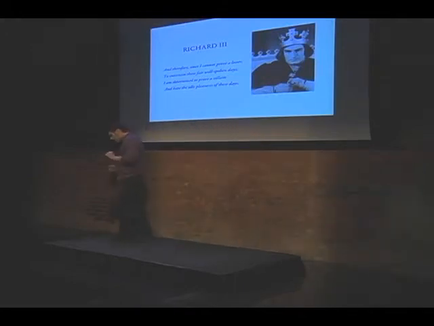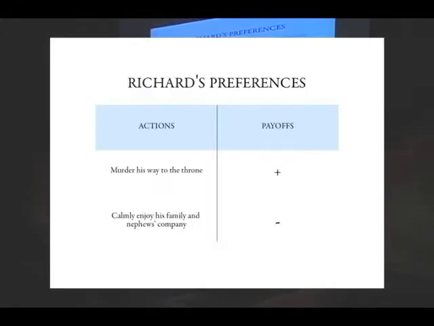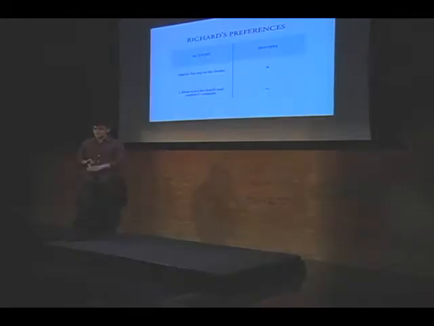So Richard faced a choice. He could murder his way to the throne, which for him is a great way to be a villain. It gets him some power. This sounds like the sort of thing he's into. He could also calmly enjoy his family and his nephew's company, which may be good for some people, but Richard makes it very clear to us, he doesn't do calm. This isn't his thing. So I think based on what he did, he really made quite a rational choice.